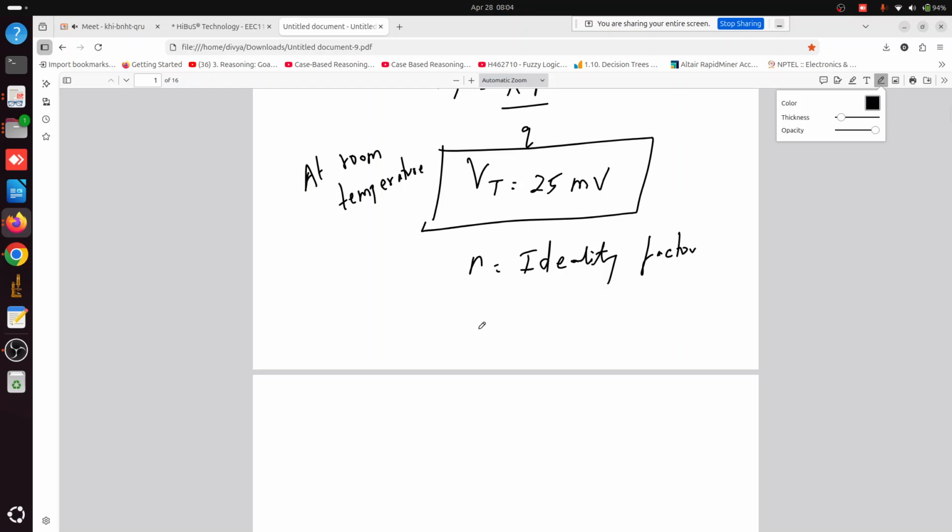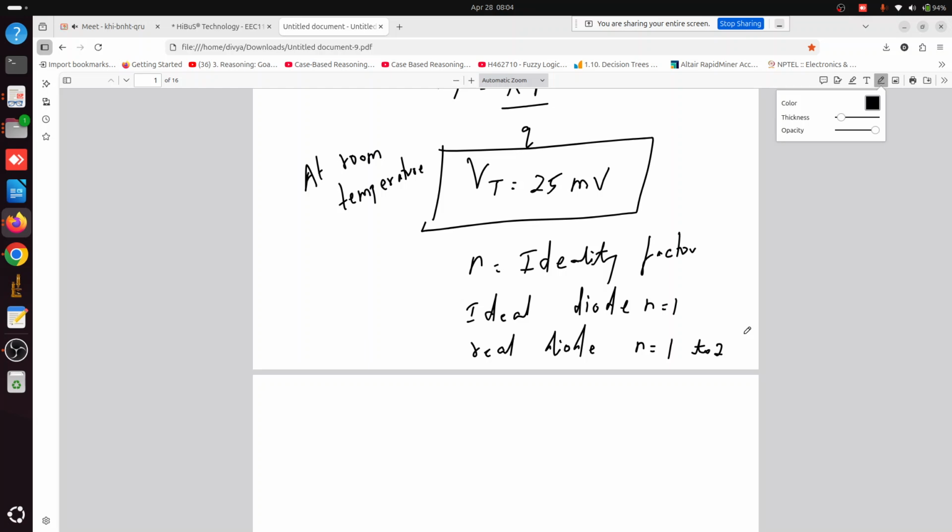For an ideal diode, N will be equal to 1. But for real diodes, that means practical diodes, N will vary from 1 to 2. So did you understand till now? Any doubts? Understood.